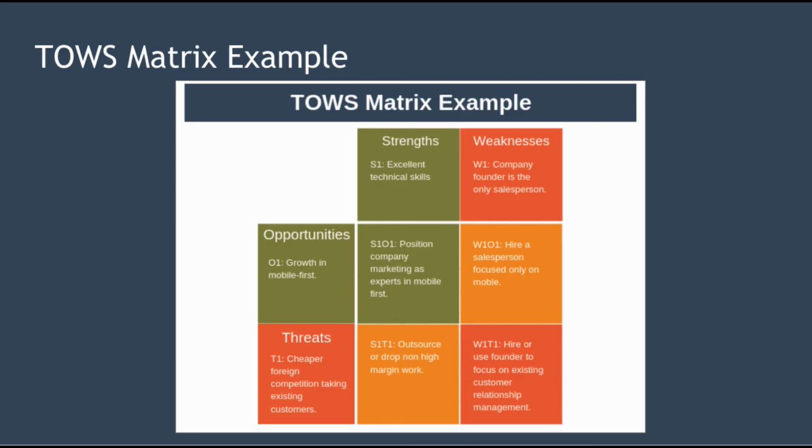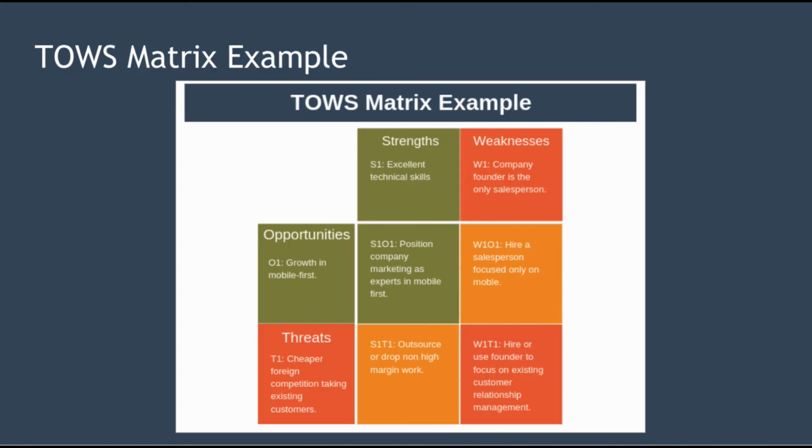So let's take a look at some of the potential strategies they have developed. So first, let's look at S1O1. Now, this takes the strength of excellent technical skills and looks at how it can be combined with the opportunity of growth of mobile first. Now, after a bit of brainstorming, the potential strategy they've generated is to consider positioning the company as experts in mobile first development.